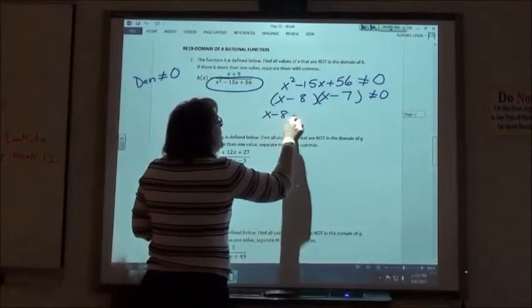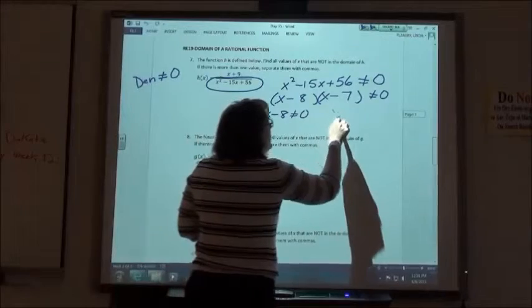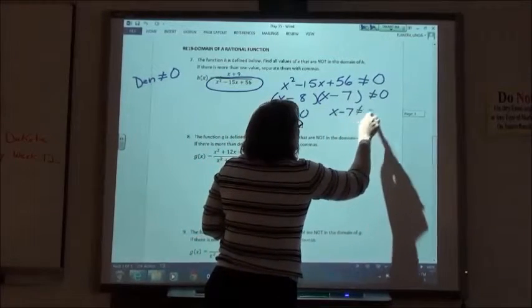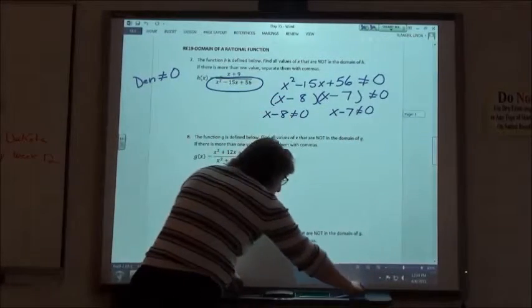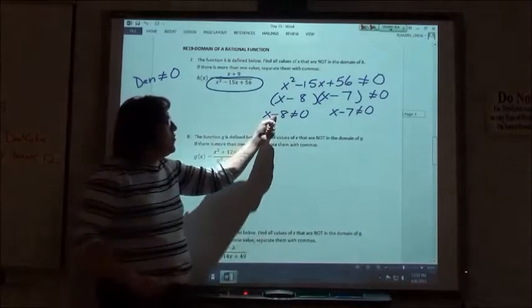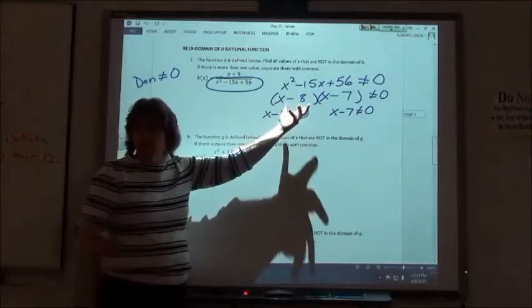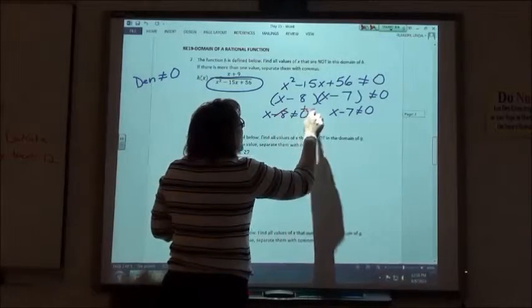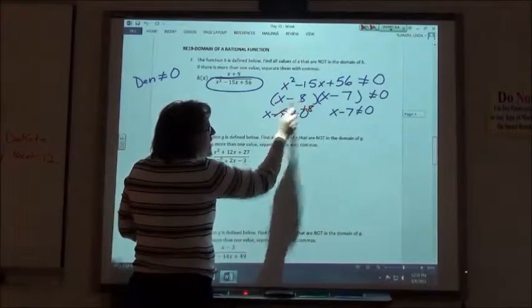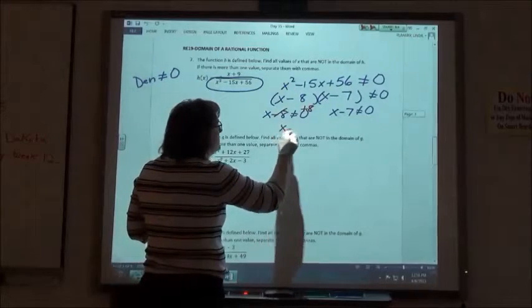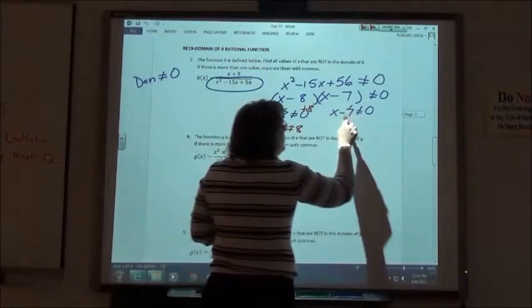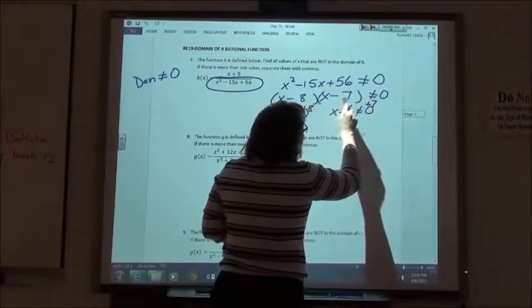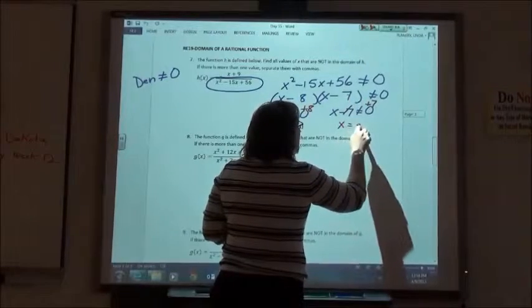x minus 8 can't equal 0. And x minus 7 can't equal 0. And when we solve those, all we're doing is moving our number to the opposite side, so that's going to change the signs, right? Here I'm going to add my 8. 8 minus 8 would give me 0. And here I'm going to add my 7. 7 minus 7 would give me 0.